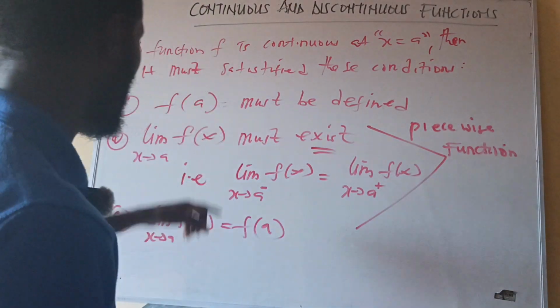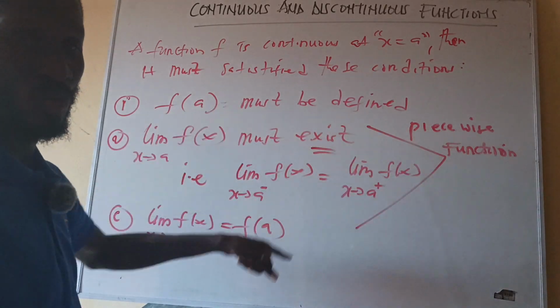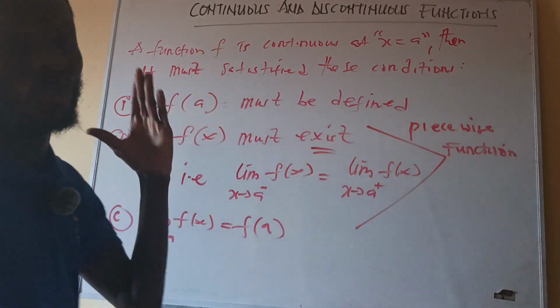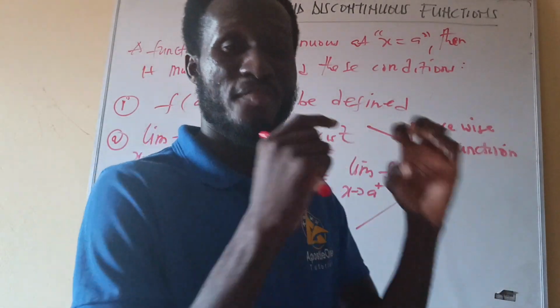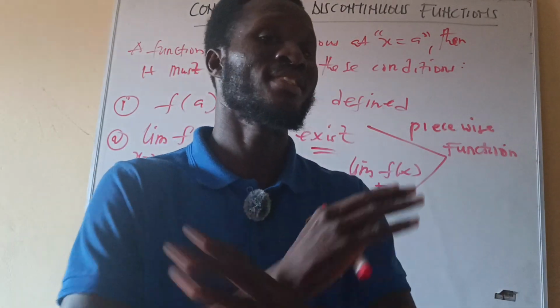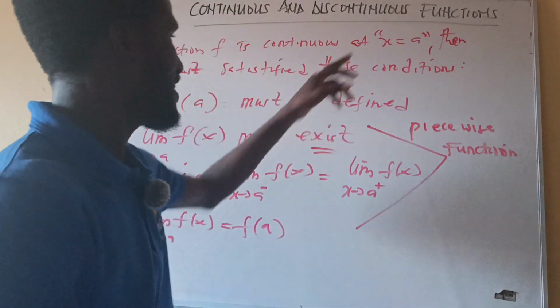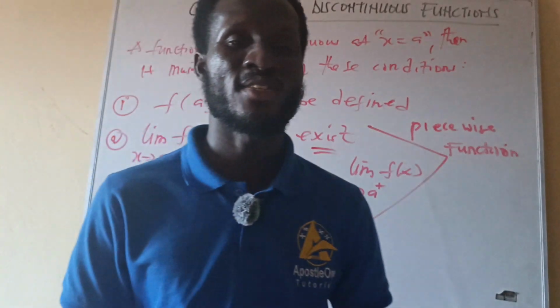Now, whenever any of these conditions is not true, if one of these is not true, then the particular limit or the function is not continuous. The function is discontinuous at that same value x equal to what?